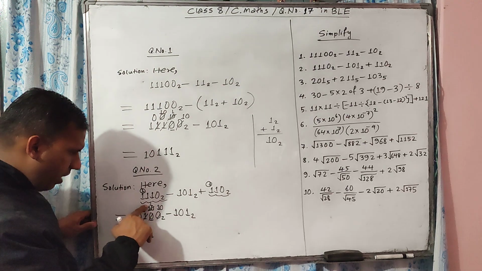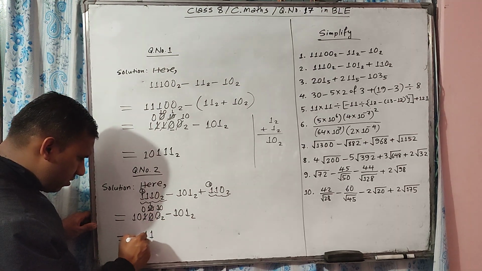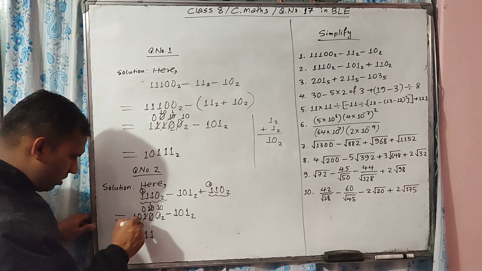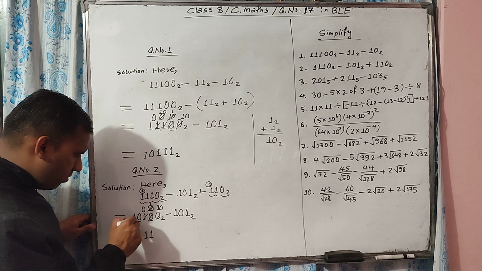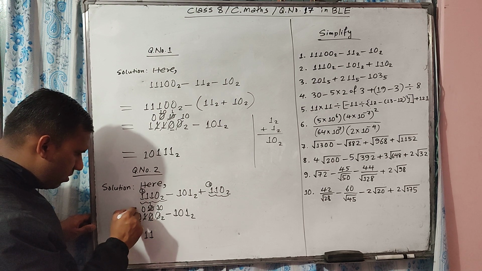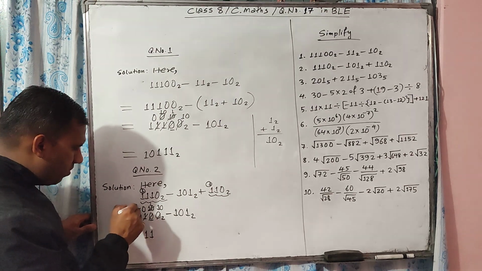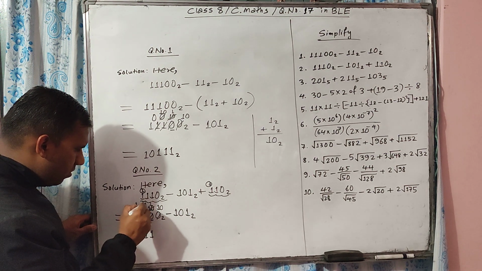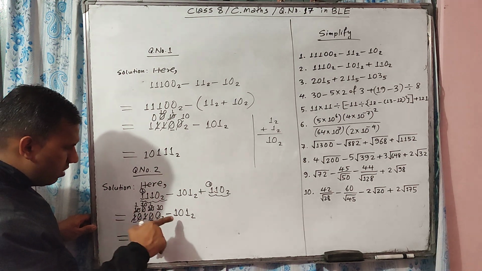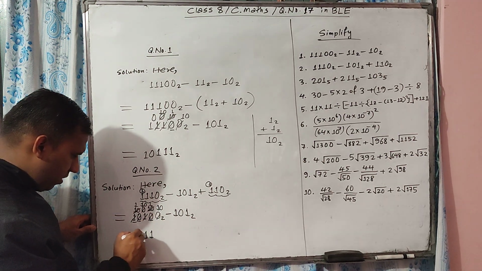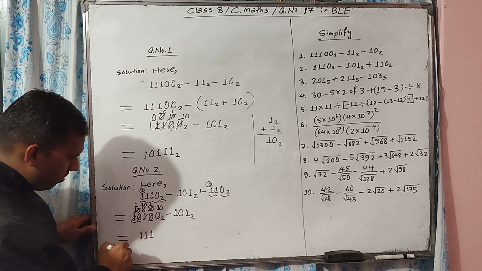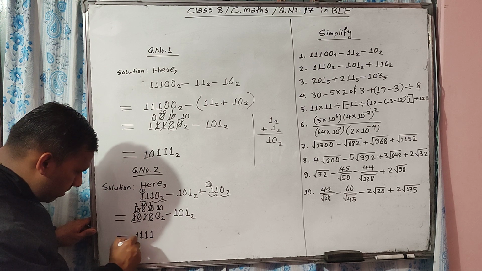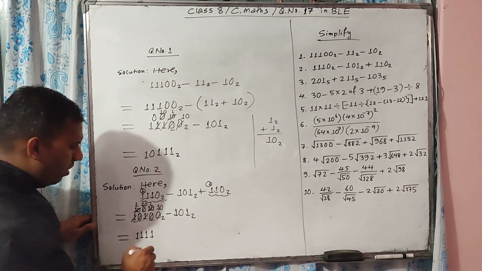Then 1 minus 0 is 1. Next is 0 minus 1, again impossible. This 0 cannot be borrowed. This 1 gives a borrow, and 0 becomes 10. Again 10 gives a borrow; it becomes 1 and the 0 becomes 10. Now 10 minus 1 is 1. And the last digit is 1. So the answer is (1111)₂.